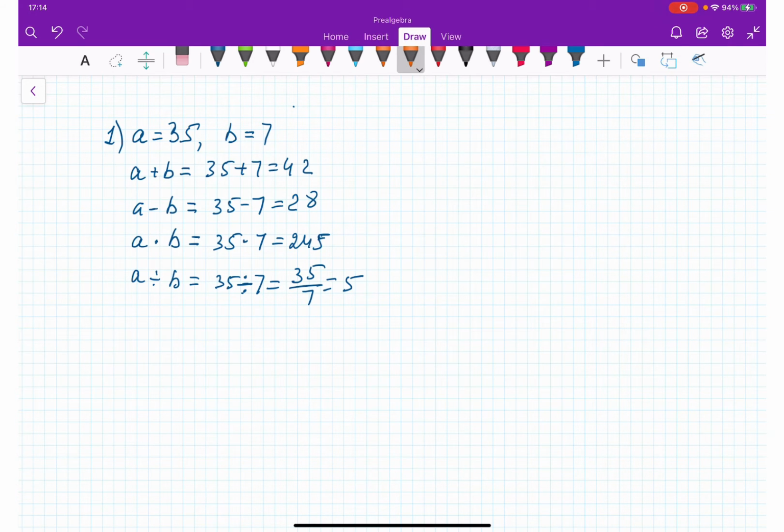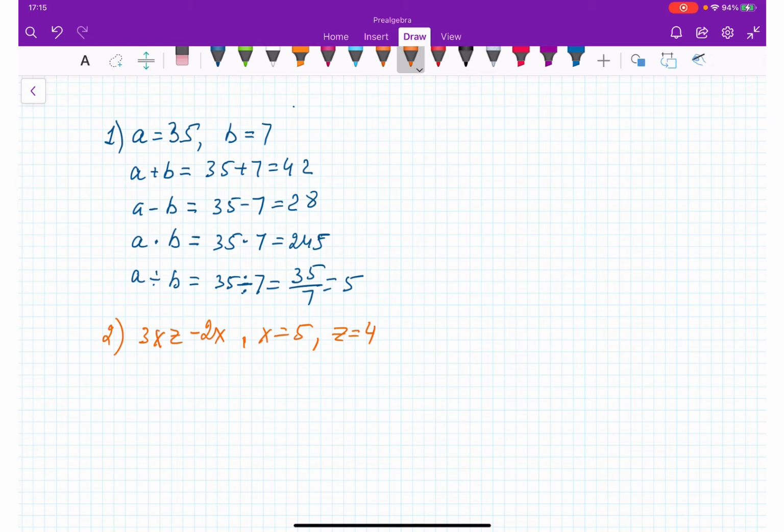Question number 2. What do we have? Evaluate 3xz minus 2x if x is equal to 5 and z is equal to 4.